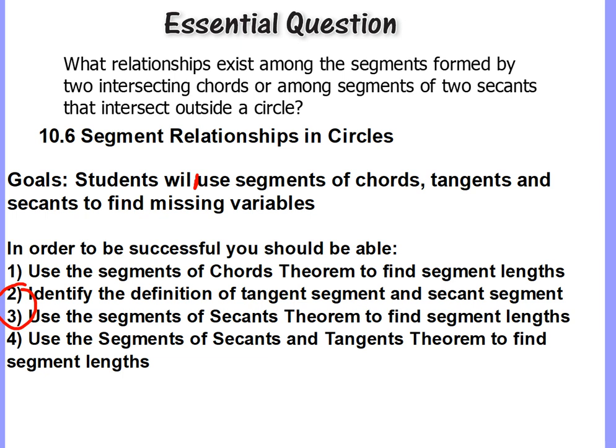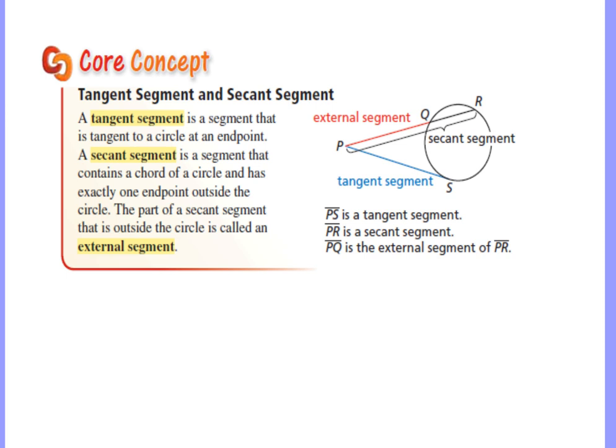So let's talk about just some basic definitions. When we're talking about tangent and secant segments, well, we know what a tangent is. It's at one intersection right there. So there's a segment that is tangent to a circle. That's all that it is: a segment that is tangent to a circle.